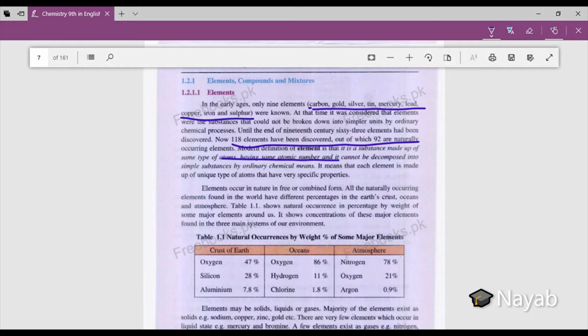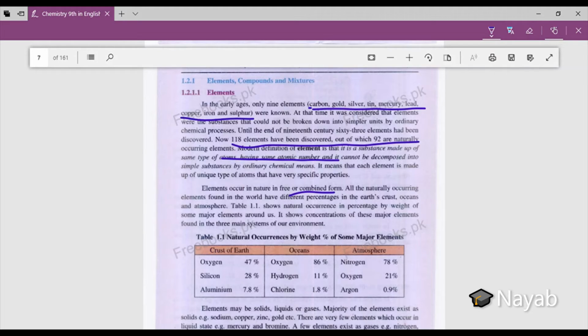Okay, it means that each element is made up of a unique type of atoms that have very specific properties. We already know that every atom has a unique property due to its number of electrons, its movement of electrons, its electronegativity, its electropositivity. So we can say that every element also has a unique property. Elements occur in nature in a free or combined form. So there are basically two categories of elements: some occur in a free state and some in a combined state.